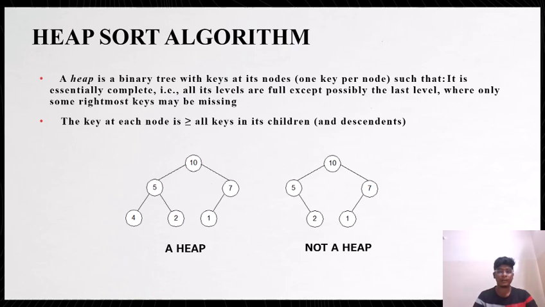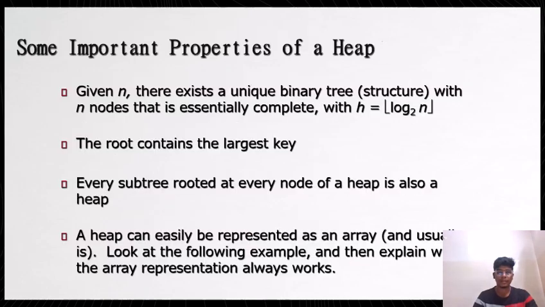A heap is a binary tree with keys at its nodes, one key per node, such that it is essentially complete. That is, all its levels are full except possibly the last level where only some rightmost keys may be missing. The key at each node is greater than or equal to all keys in its children. Here are diagrams which represent a heap. Here the heap is balanced at one end; this one is non-balanced, which is not a heap.